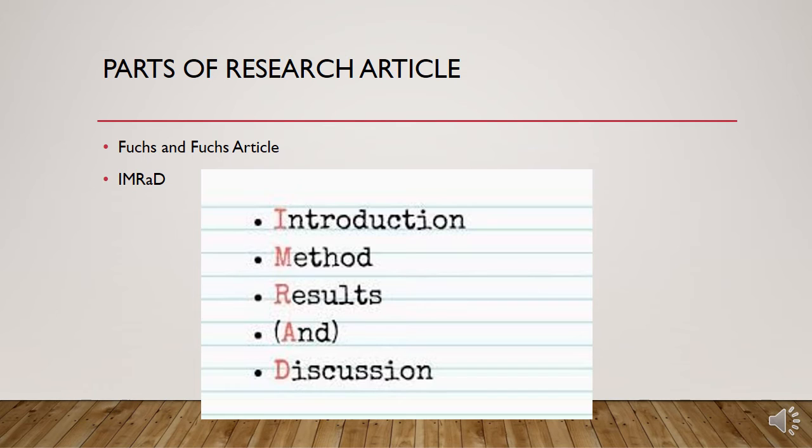Remember back to EDLR 7323, where you read the Fuchs and Fuchs article that talks about the important pieces of a research article. We also referred to IMRAD, which refers to the introduction, methods, results, and discussion that are found in many articles and dissertations.